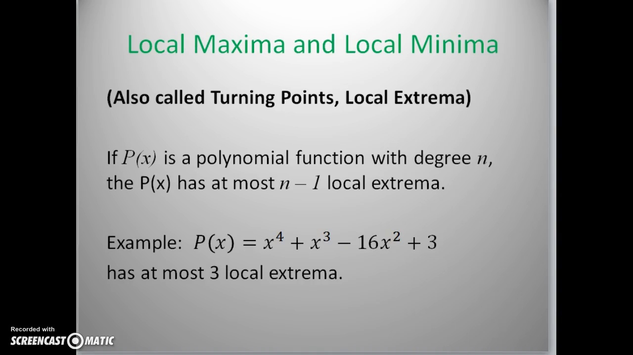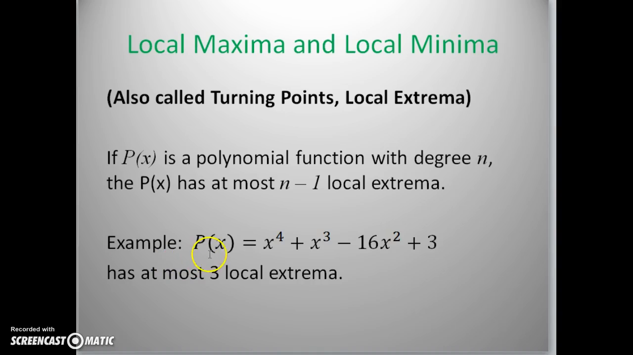So there are some other things we can get from the graph, or actually the equation of our polynomial. We can determine, just by looking at the equation, how many local maxima or minima we will have. These are also called turning points or local extrema. If your polynomial has degree n, then that polynomial will have at most n-1 local extrema.